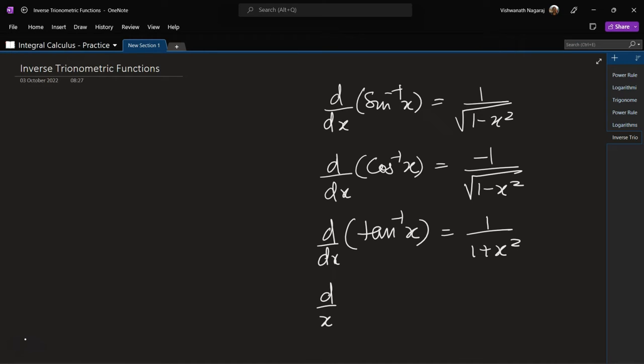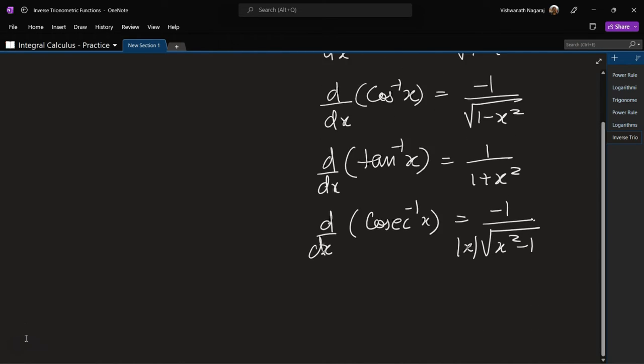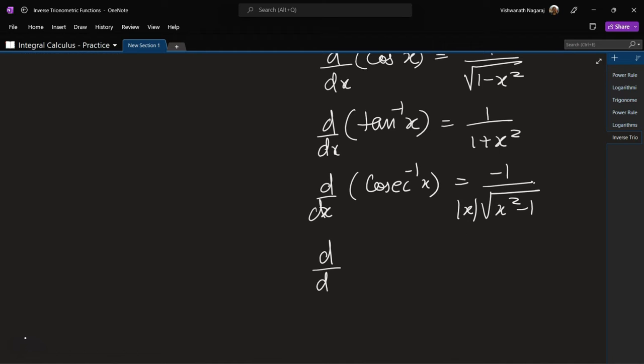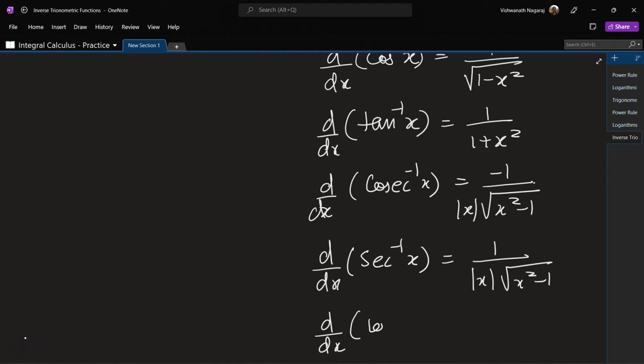When we differentiate cosec inverse, we get minus 1 by the square root of x square minus 1, and we get absolute value of x here. So that is cosec. Now d by dx of sec inverse of x is equal to 1 by magnitude of x square root of x square minus 1. And finally, when we differentiate cot inverse of x, we get minus 1 by 1 plus x square.